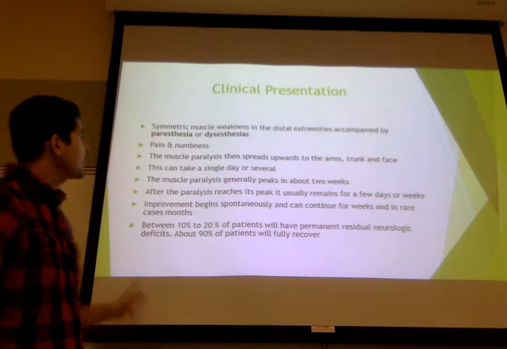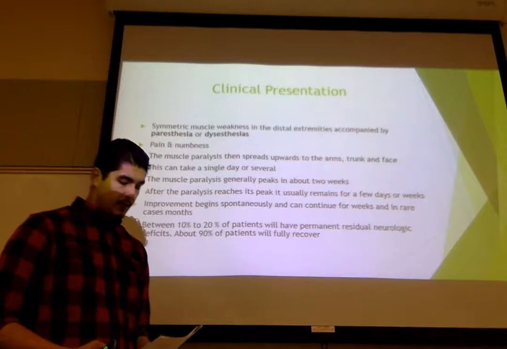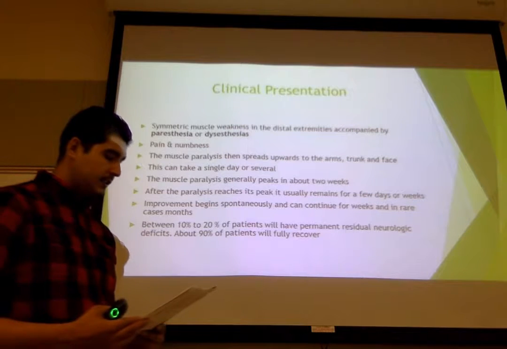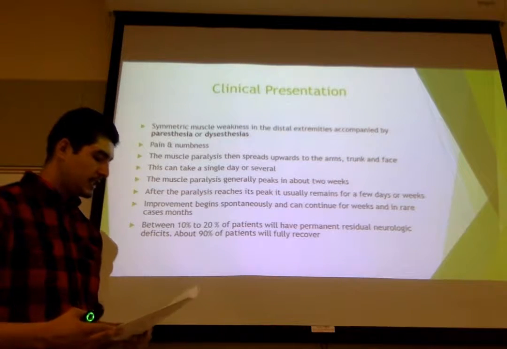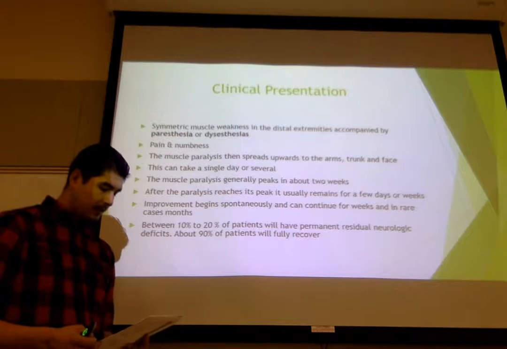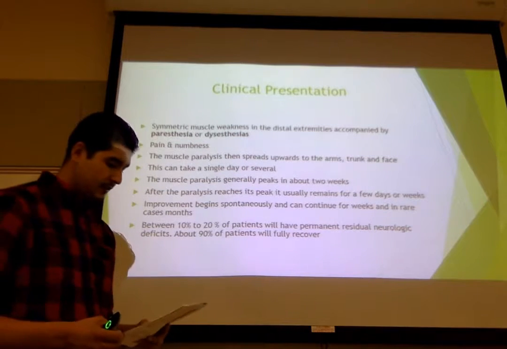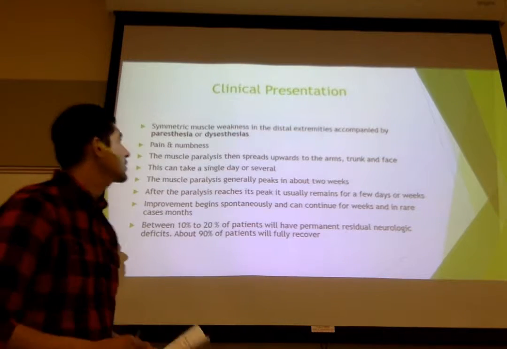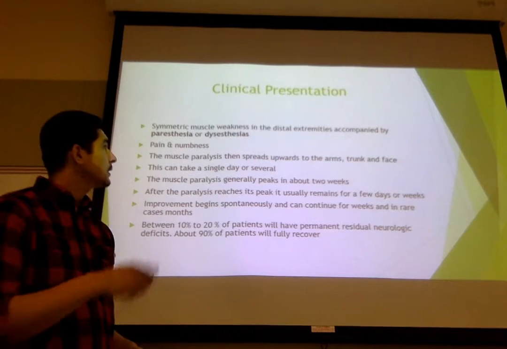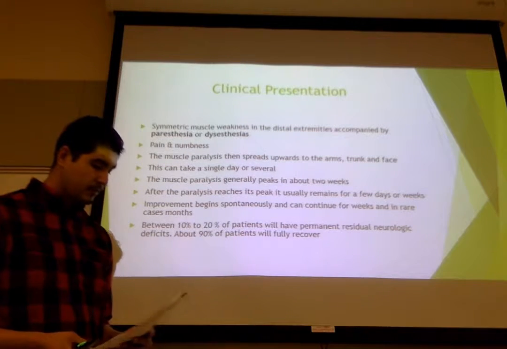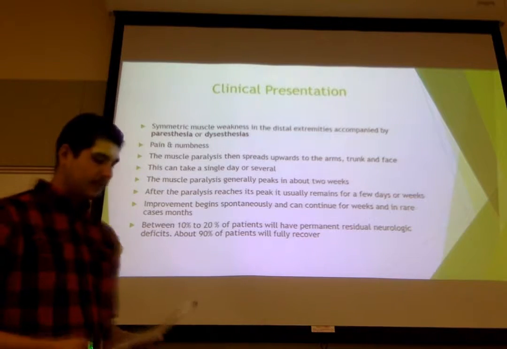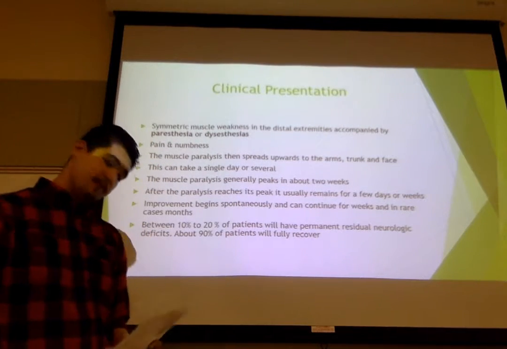So we have symmetric muscle weakness in the distal extremities, accompanied by paresthesia or dysesthesias. Paresthesia is the tingling, burning, and shock-like sensations, while dysesthesia is an unpleasant or abnormal sense of touch, and that's usually what most people claim to have who have had Guillain-Barré syndrome. We have pain and numbness. We have the muscle paralysis that spreads upwards to your arms, trunk, and your face.